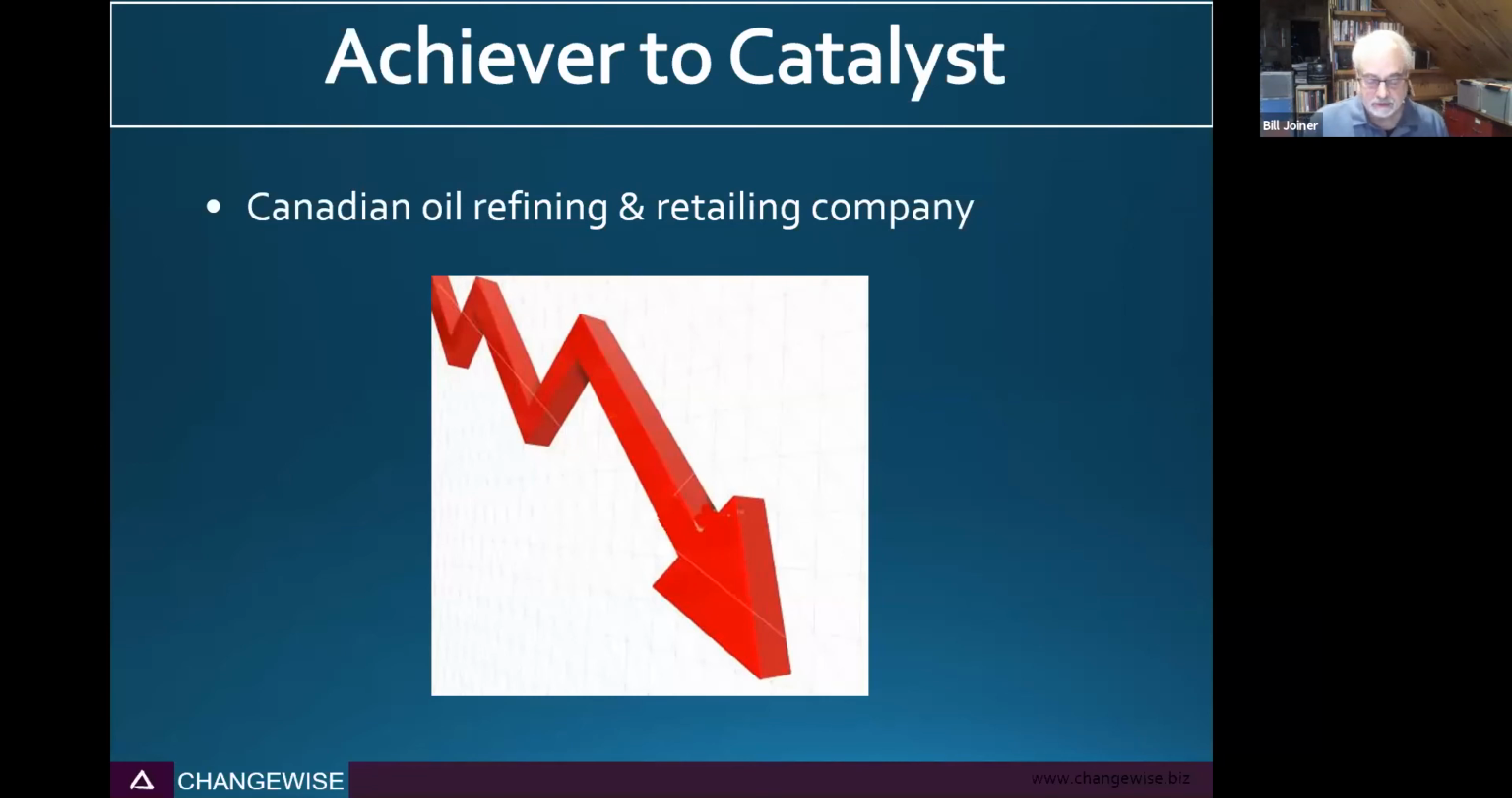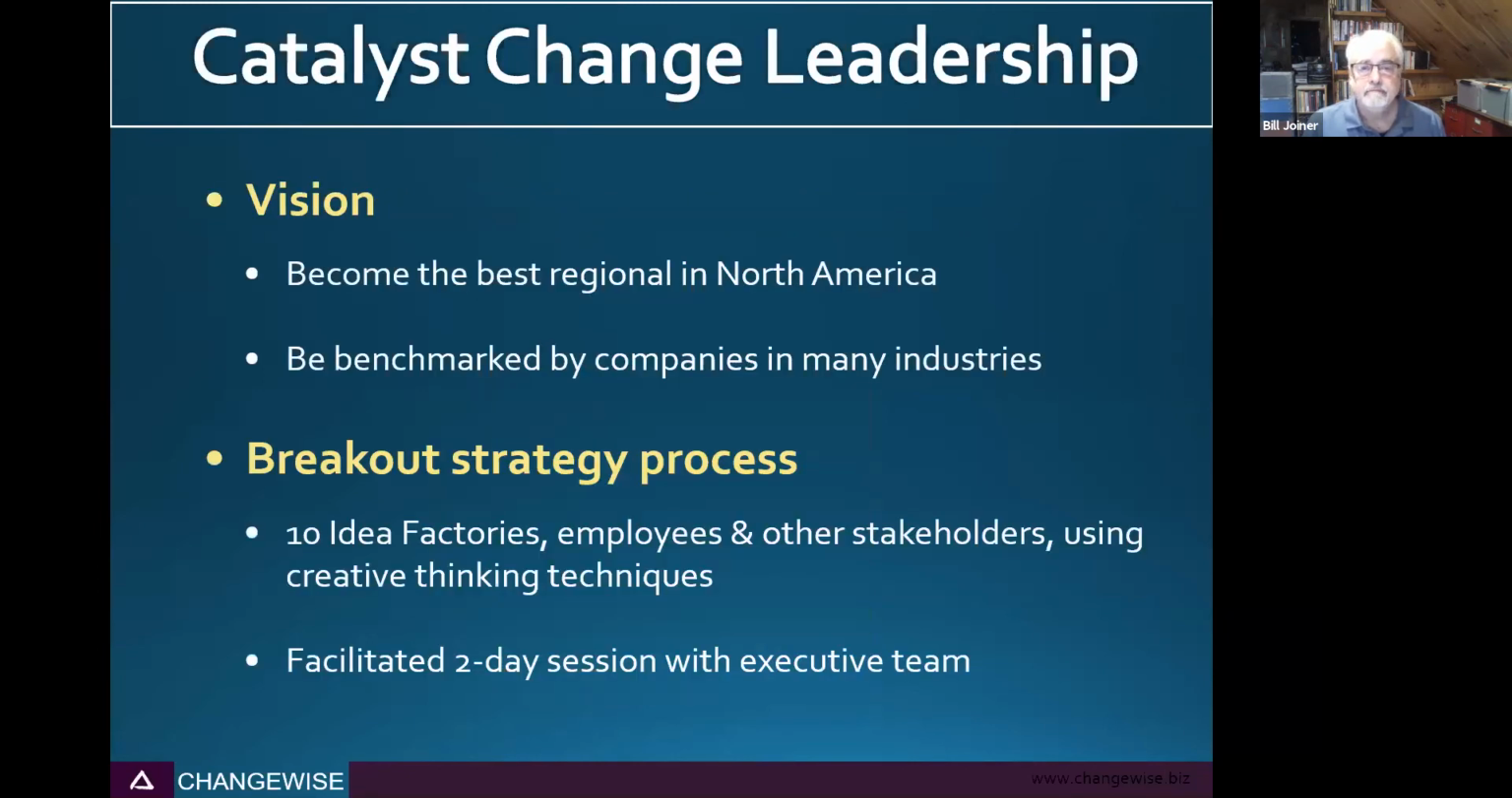He did the kinds of things a lot of achievers do. The person he was replaced with, I think unbeknownst to those who were doing the replacing, turns out to be a catalyst leader. And so what he did was he said, okay, yeah, we have sort of an emergency here. We have to raise our share price right away, they had just become public. But here's my vision. We're going to become the best regional in North America, and we're going to be benchmarked by other companies, not just in our industry, but in other industries, not just for what we do strategically, but for what we do operationally.